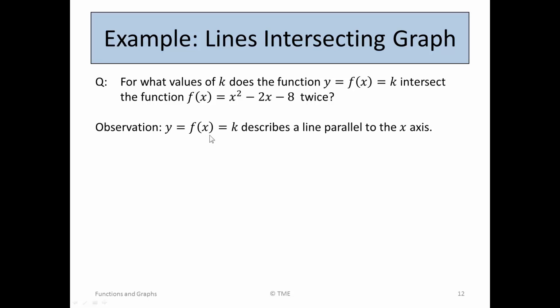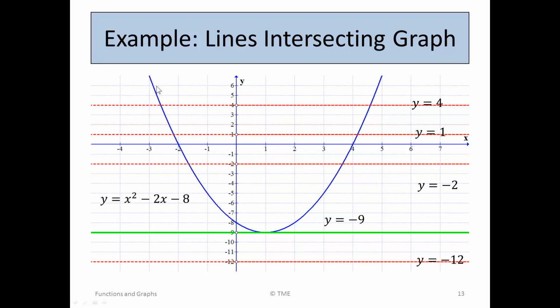So let's look at the observation and say for what values of k does the y = k line cut the function twice. So here's our original function, and here's a whole series of y = k lines. y = 4, y = 1. Let's take the y = 0 line. y is 0 here: (0, 0), (1, 0), (2, 0), (3, 0). y is always 0. In this case, for y = 1, it's (0, 1), (1, 1), (2, 1). So y is equal to 1.